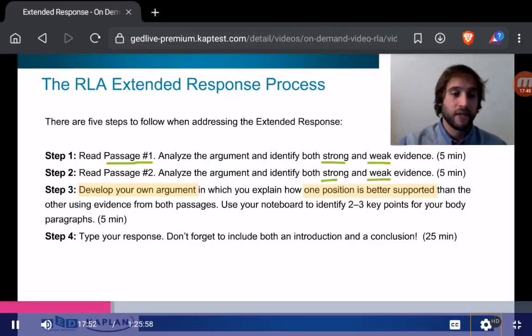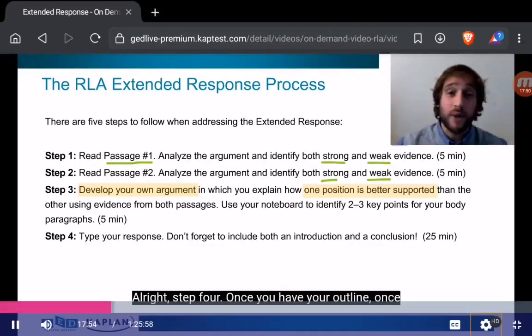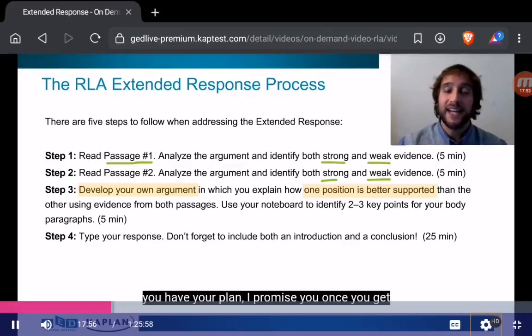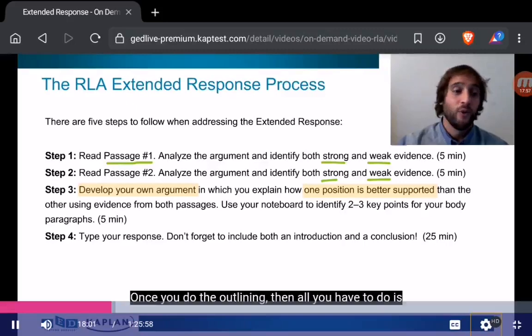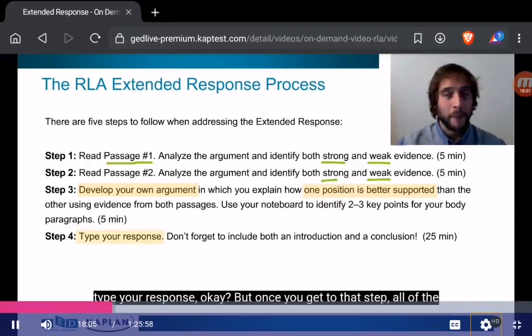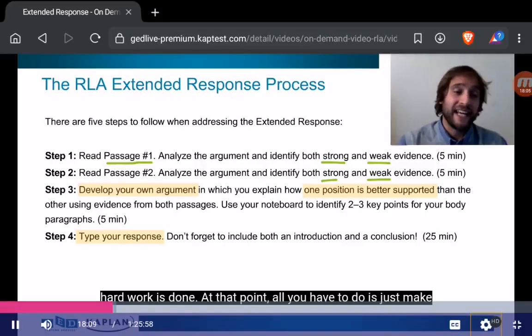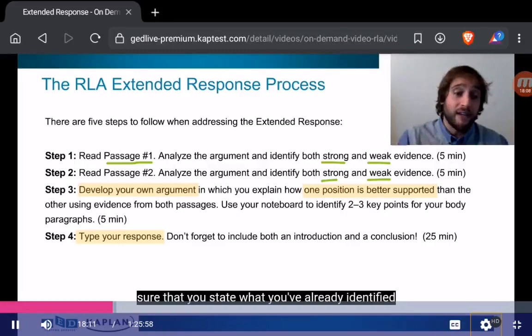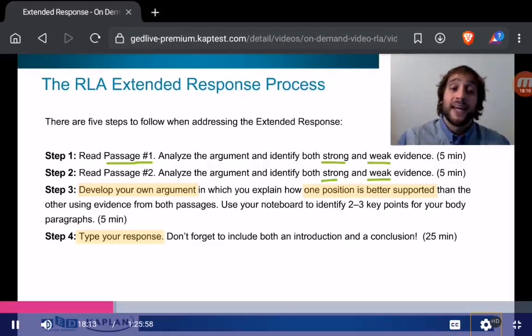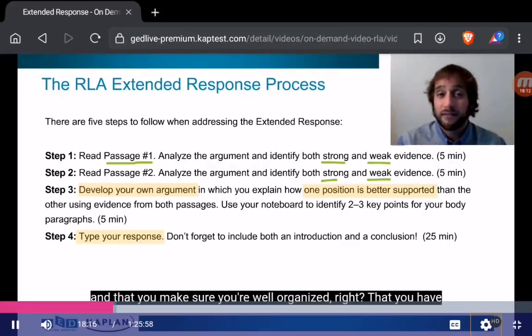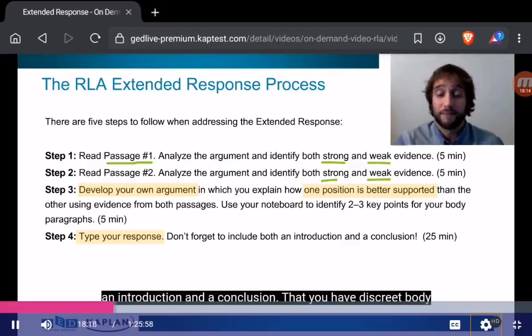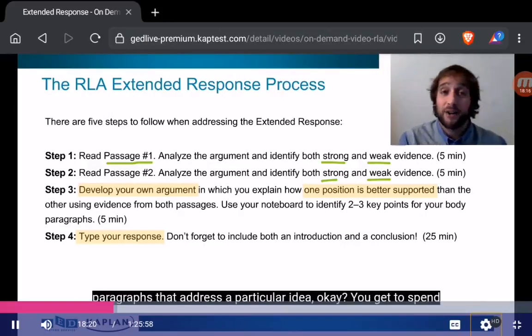Step 4, once you have your outline, once you have your plan, I promise you, all of the hard work is done. Once you do the outlining, then all you have to do is type your response. At that point, all you have to do is state what you've already identified and make sure you're well organized, that you have an introduction and a conclusion, and that you have discrete body paragraphs that each address a particular idea.